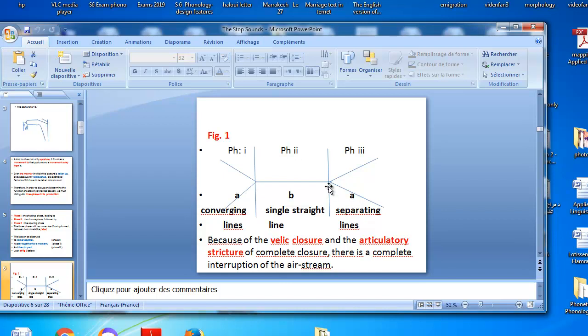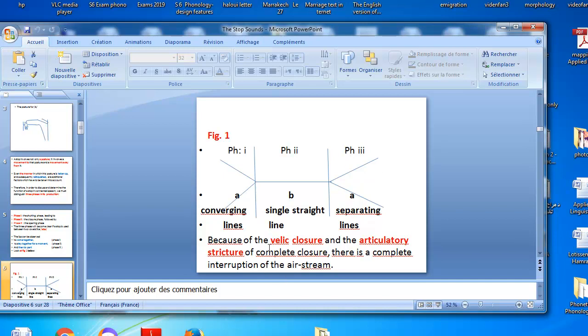After having that complete contact between them, we need to release the air at the end. And look here, the separating lines. It means that the air is going to be released through the mouth. Abba, abba, abba here. So please remember the 3 phases. When the 2 articulators are coming close, this is phase 1, the closing phase. When there is a complete contact between them, this is phase 2, the shutting phase, the closure, and this is the releasing phase or the opening phase.